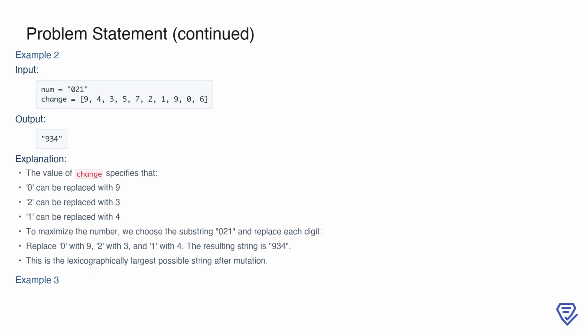This example highlights how the change array maps digits to their new values and how selecting the right substring to mutate is critical to maximizing the result.